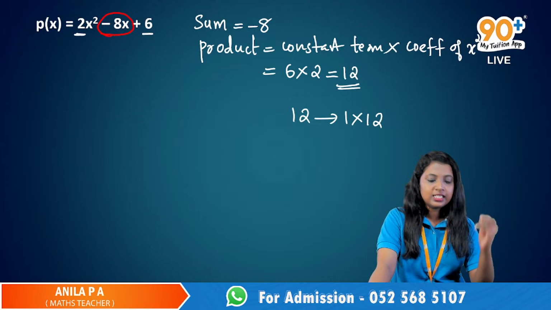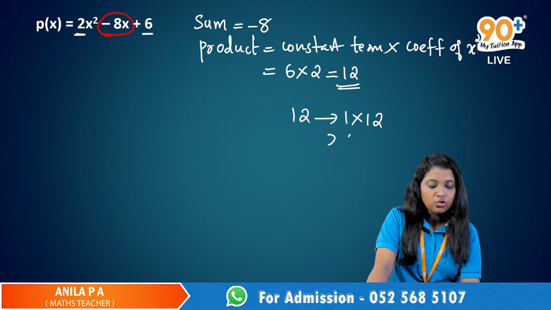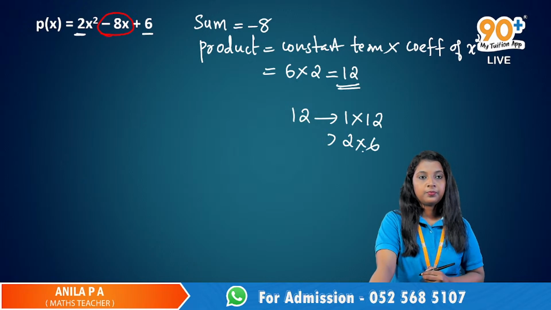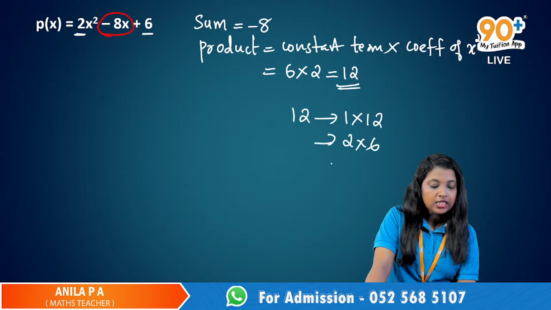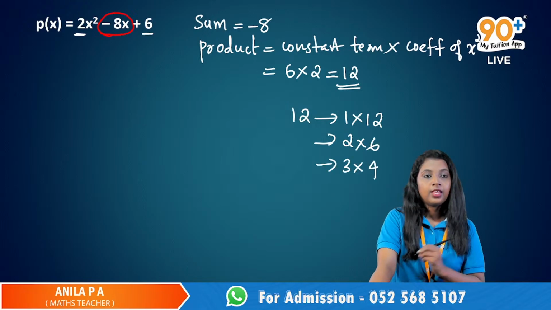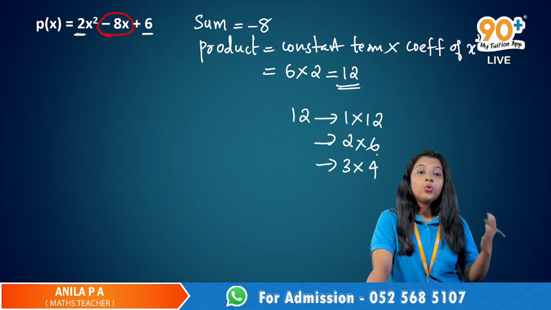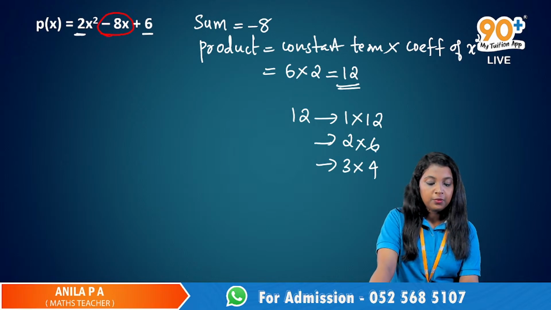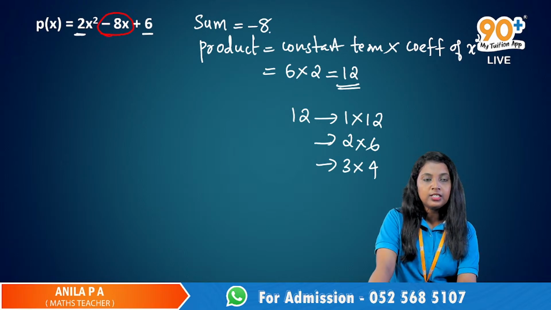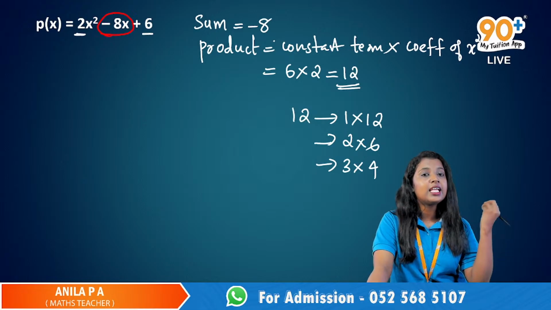So we will consider the other factors, that is 2 into 6 is 12. Then we have 3 into 4 is 12. Let's consider the second one, 2 into 6. So we have two numbers, 2 into 6 is 12. What about the sum? 2 plus 6 is 8 only, but we need negative 8.